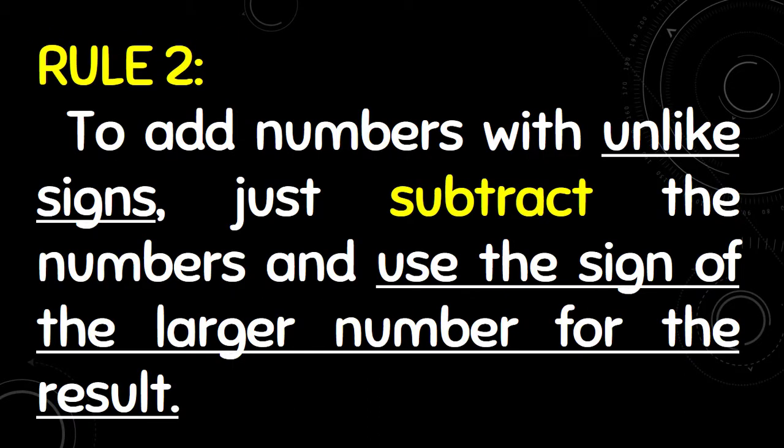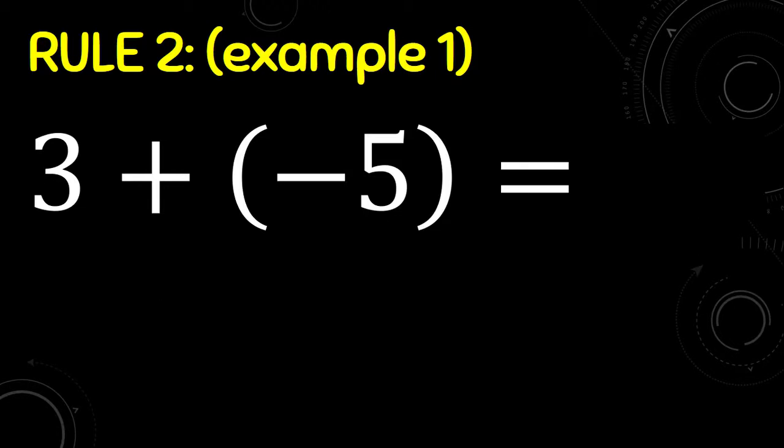Rule number 2. To add numbers with unlike signs, meaning they have different signs, just subtract the numbers and use the sign of the larger number for the result. For example, we have here positive 3 plus negative 5. We can see that one is positive and the other number is negative.